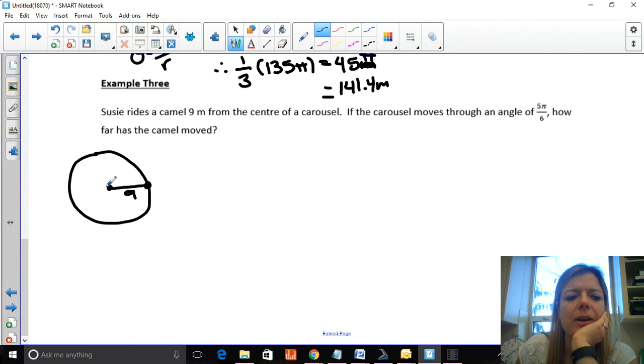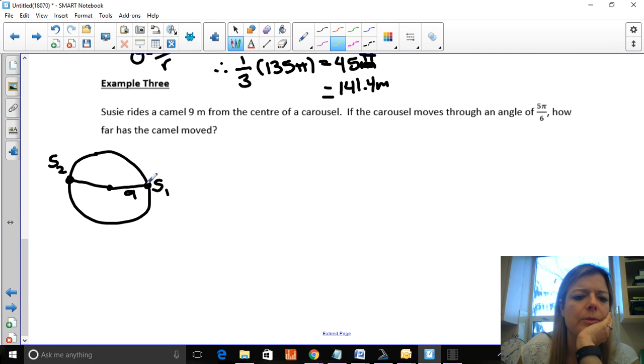So think about it. 5 pi over 6, that's just less than 6 pi over 6. So that's just less than a pi, so it's just under 180 degrees. So we would end up something like here. So here's where Susie starts, I'll call it S1. And here's where Susie ends, I'll call it S2. And they want to know this arc length.